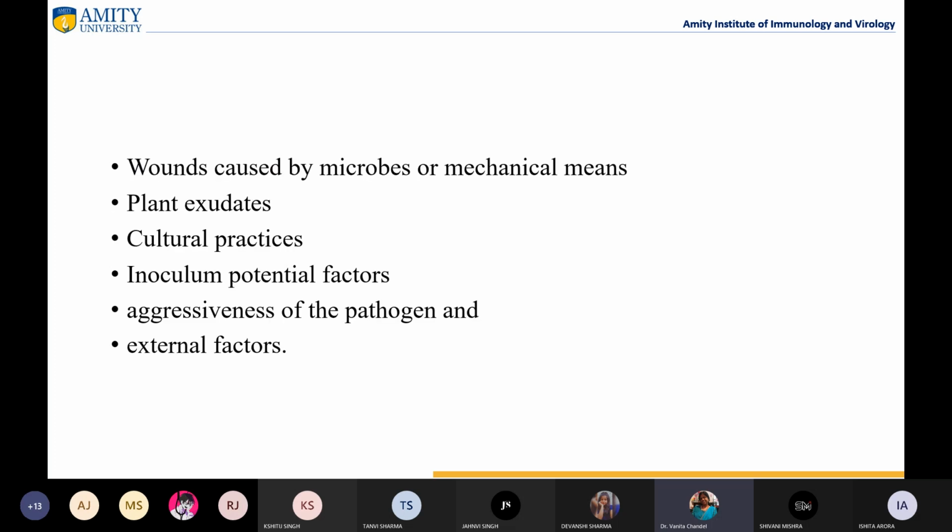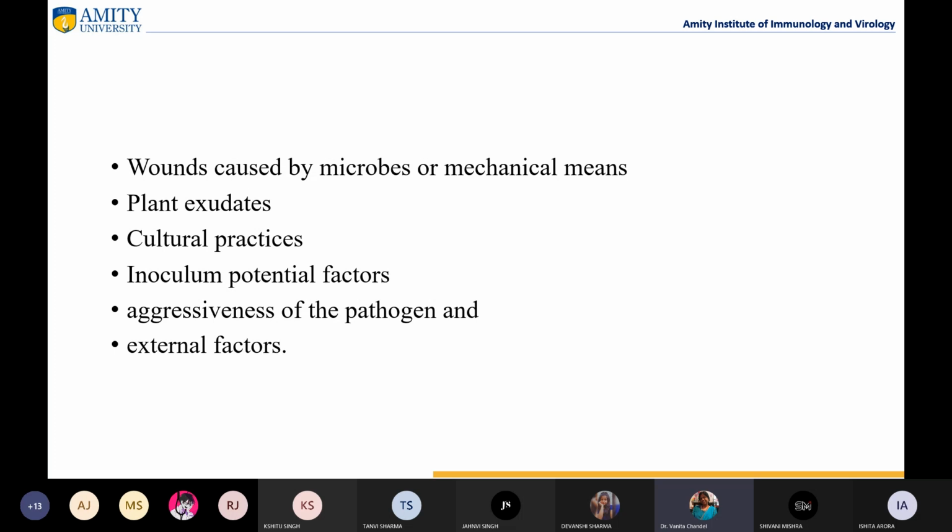Then wounds caused by microbes or by mechanical means. So wounds are the very easiest way of entry into the host by different pathogens. It could be fungal pathogens, bacterial pathogens, virus pathogens, or a nematode. So wounds are the easiest. If any plant is wounded, it becomes accessible to different kinds of pathogens, right? Or plant exudates, that means the secretions which are released by the plant. So through that also they can get entry.